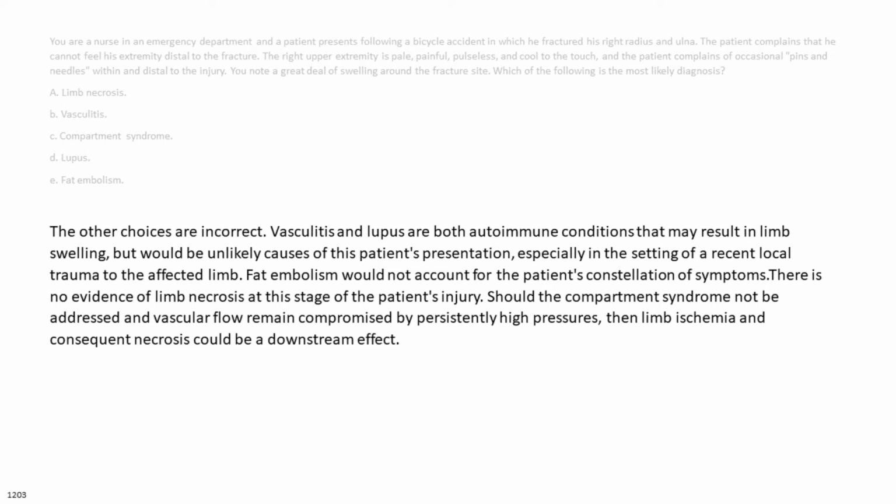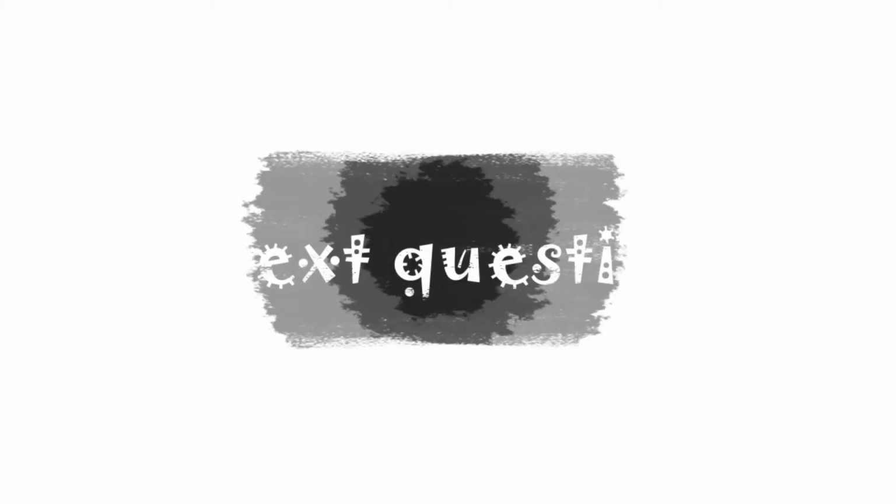Vasculitis and lupus are both autoimmune conditions that may result in limb swelling, but would be unlikely causes of this patient's presentation, especially in the setting of a recent local trauma to the affected limb. Fat embolism would not account for the patient's constellation of symptoms. There is no evidence of limb necrosis at this stage of the patient's injury. Should the compartment syndrome not be addressed and vascular flow remain compromised by persistently high pressures, then limb ischemia and consequent necrosis could be a downstream effect.